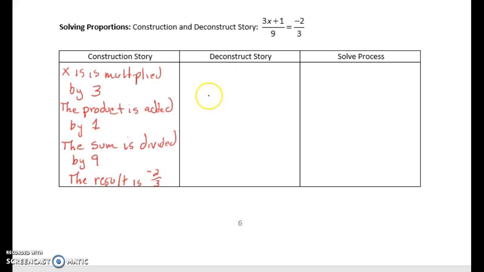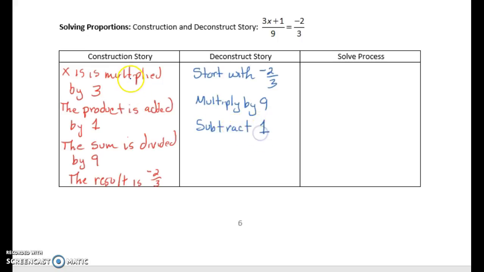So in our deconstruct, we are going to simply start with negative 2/3, just as we've done all the other times. There is no difference in what we're going to do. We divided by 9, so that means we're going to multiply by 9. And we added, so now we're going to subtract 1. And we multiplied here, so that means we're going to divide by 3. And so, just restating the equation.